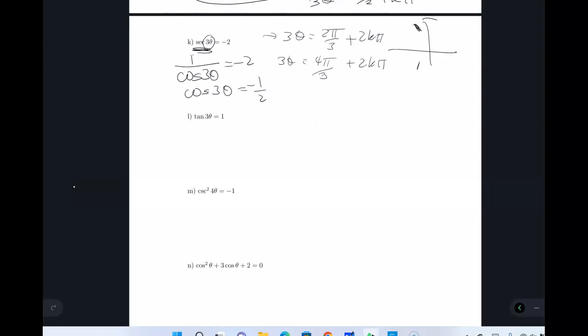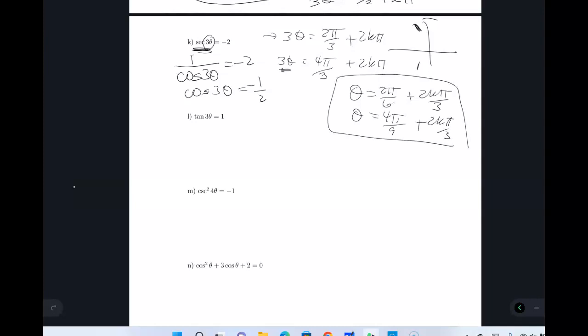Again, divide through by 3, so then I get 2 pi over 9 plus 2k pi over 3, and dividing this by 3, I get 4 pi over 9 plus 2k pi over 3. And those are great answers. You could simplify this, I know, but it doesn't matter to me.